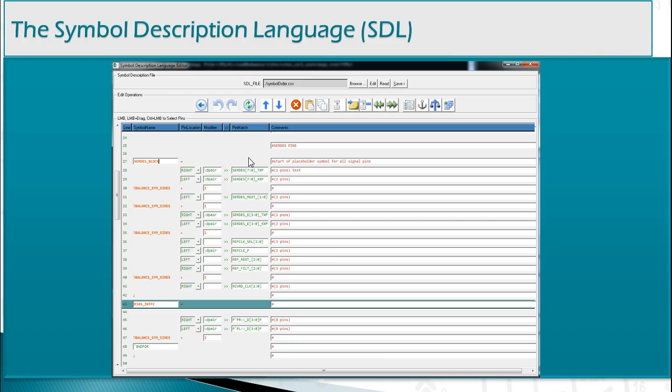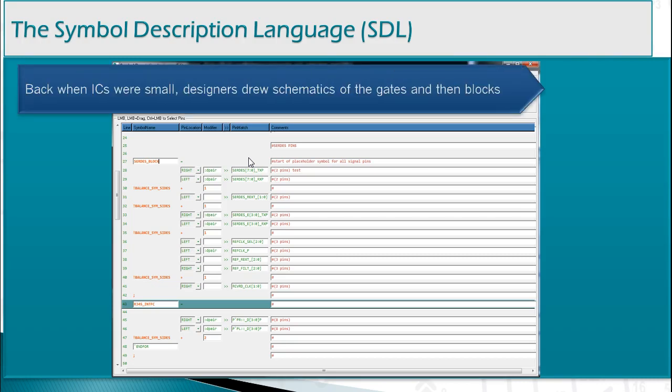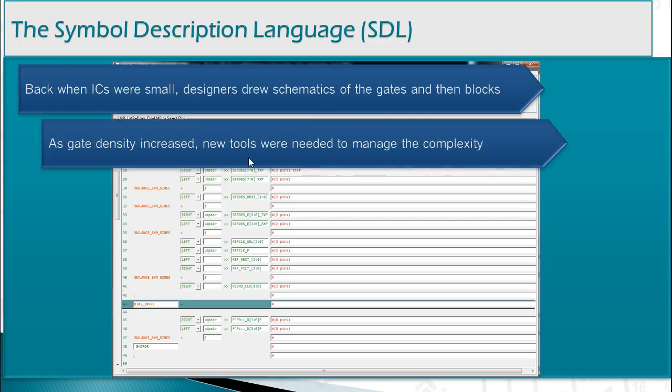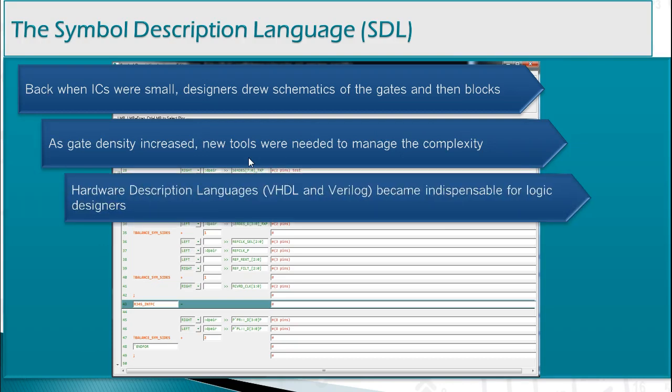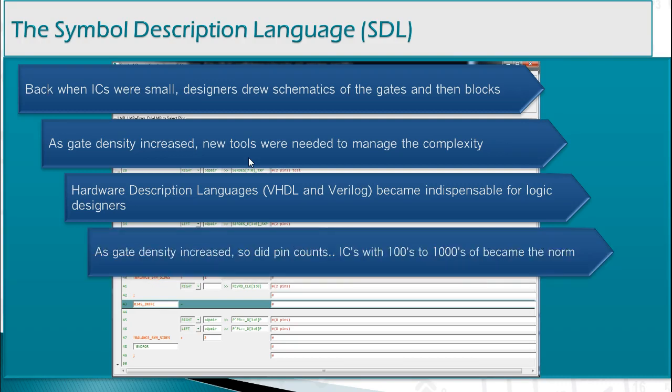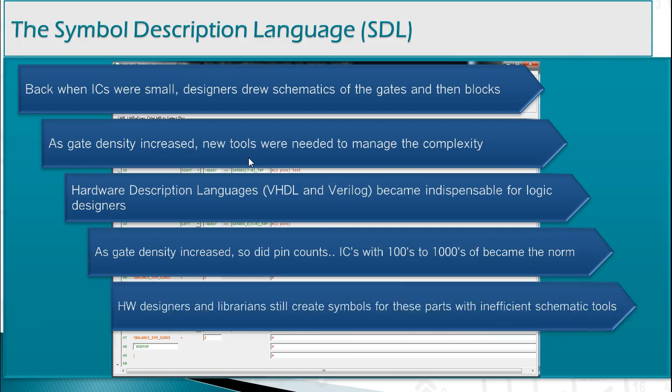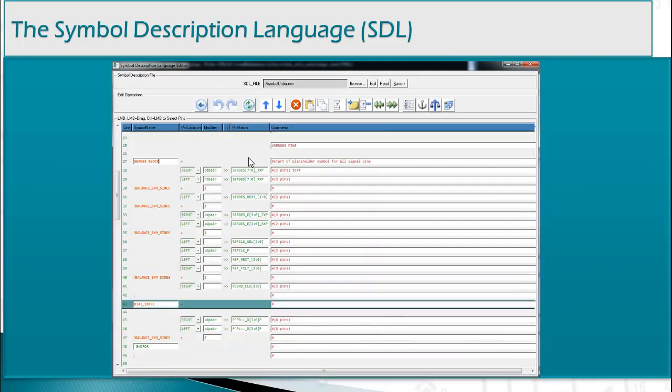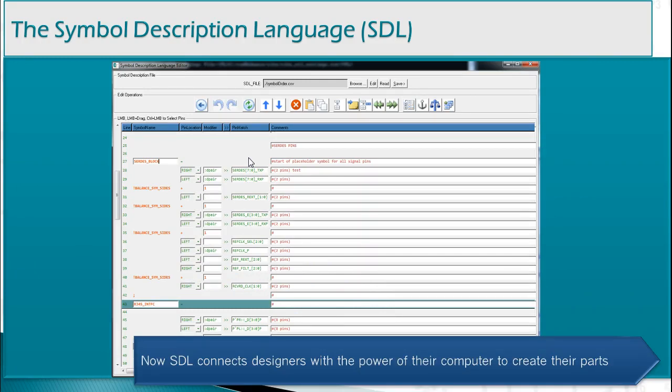Here's a little background on the symbol description language that was created by CAD Enhance to make part building more efficient. Back when ICs were small, designers drew schematics of the gates and then the blocks. As gate density increased, new tools were needed to manage the complexity. Hardware description languages like VHDL and Verilog became indispensable for logic designers. As gate density increased, so did pin counts, so ICs with hundreds or thousands of pins have become the norm. Hardware designers and librarians still create symbols for these parts with inefficient schematic tools. Now SDL connects designers with the power of their computer to create their parts.